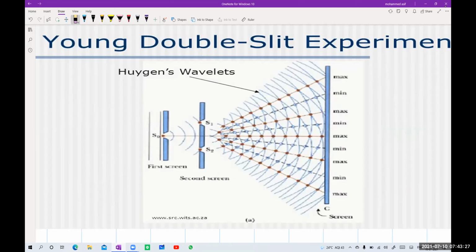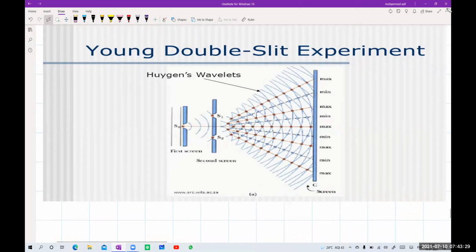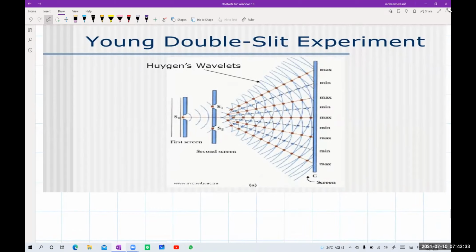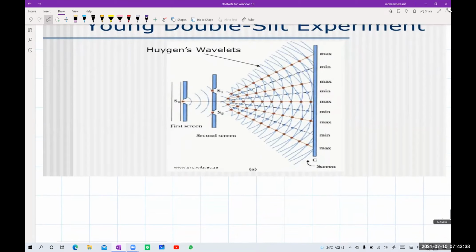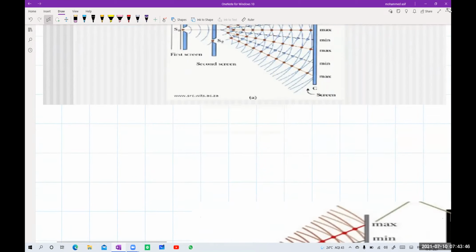Clear, beta? Yes, sir. In the slit experiment, the wavelets coming from S1 and S2 are acting as secondary sources. When they meet, there are some points of constructive interference and destructive interference on your screen. By this, you could conclude that light also undergoes interference phenomena like sound, and that proves the wave nature of light.